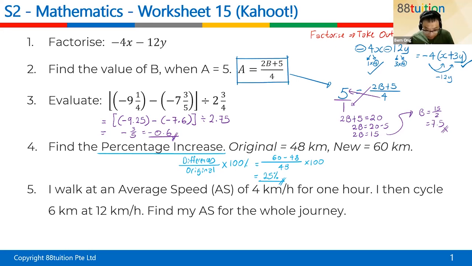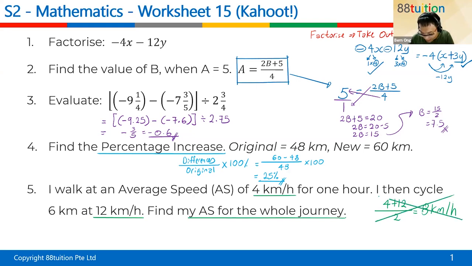I walk at an average speed of 4 kilometers per hour. I then cycle 6 kilometers at 12 kilometers per hour. What is the average speed for the whole journey? Please, it's not 4 plus 12 divided by 2, 16 divided by 2 is 8 kilometers per hour. This is totally incorrect.